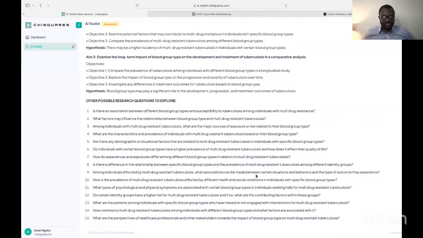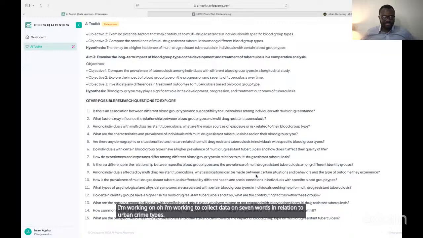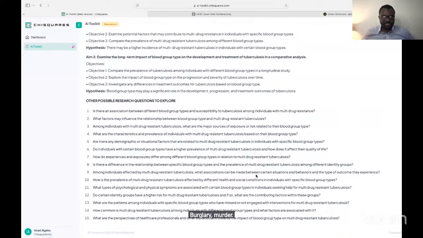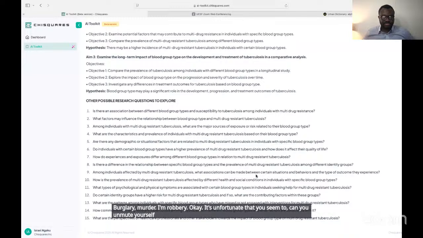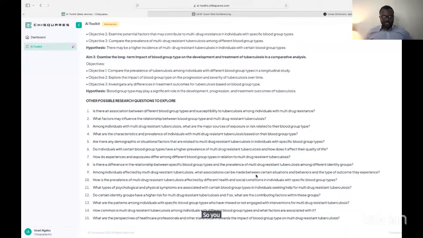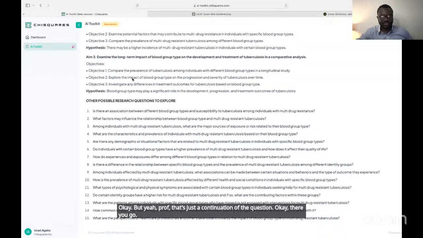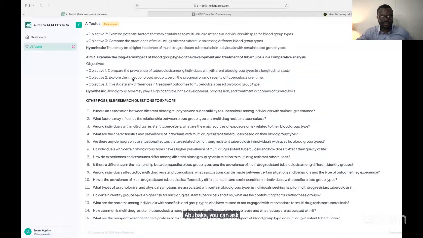I'm working to collect data on 7 wards in relation to urban crime types: burglary, murder, robbery. Okay. It's unfortunate that you seem to, can you unmute yourself, Abu Bakar, so you can explain further? Prof, that's just a continuation of the question. Okay, there you go. Abu Bakar, you can ask. Hello? Yeah, we can hear you.